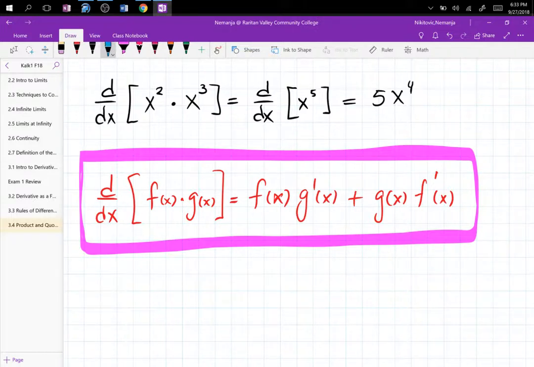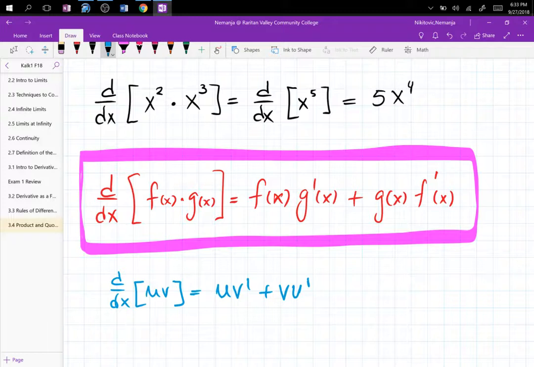The other form, which I mentioned, would be the derivative of uv, and that is u v prime plus v u prime, where u is f of x and v is g of x. So this is what we have for our formula.